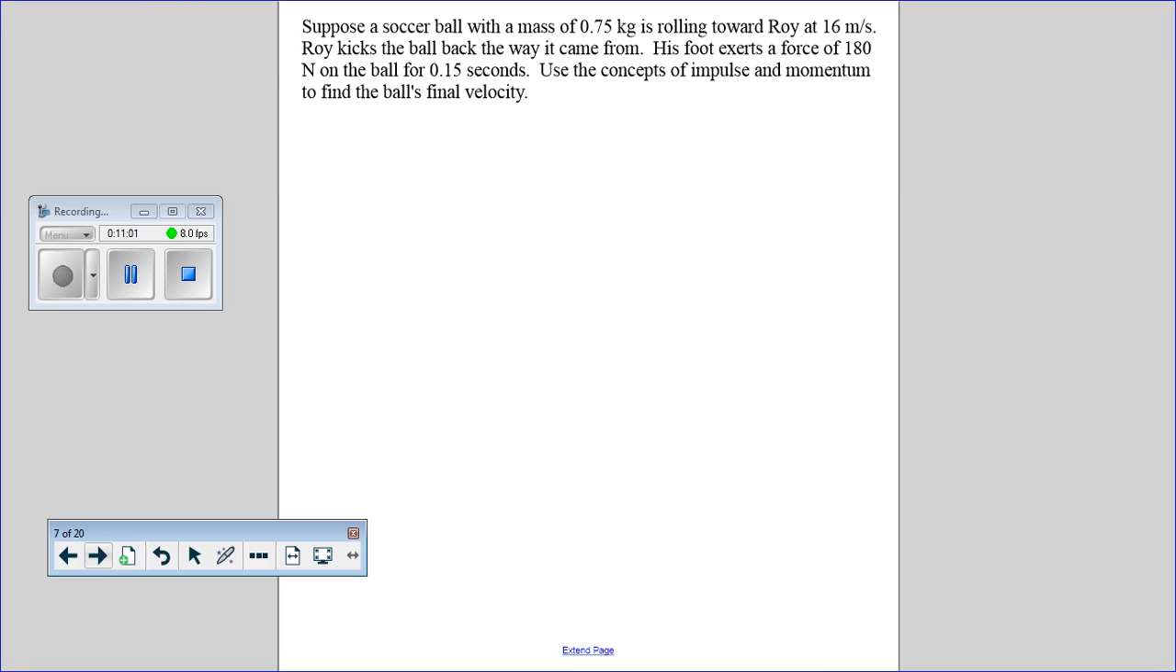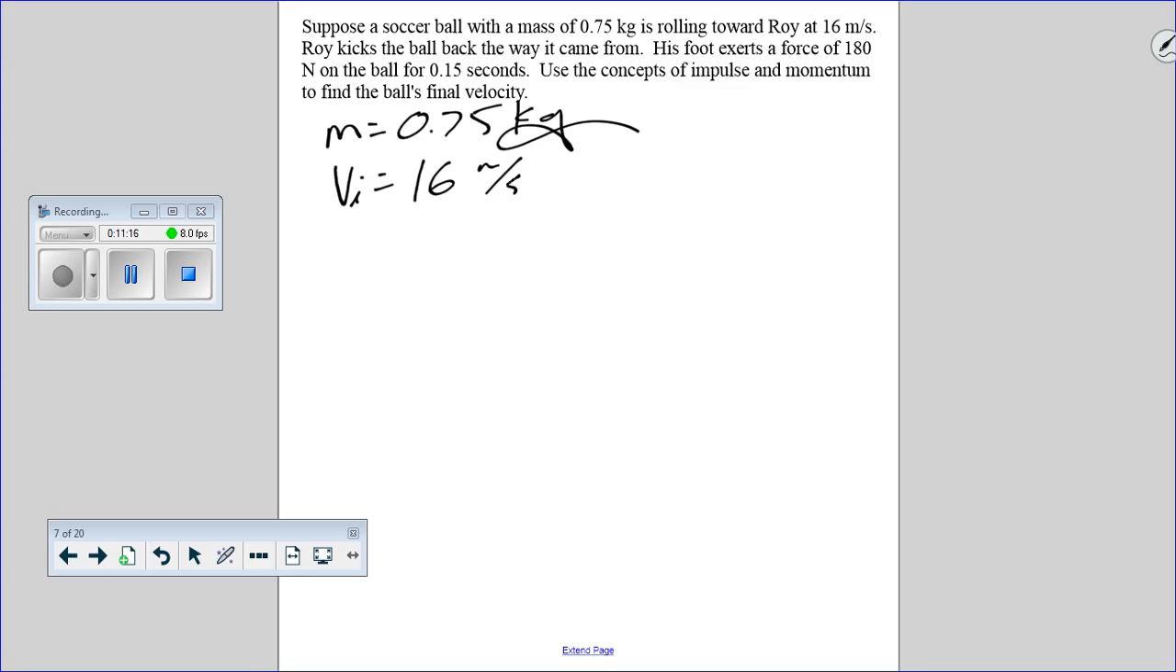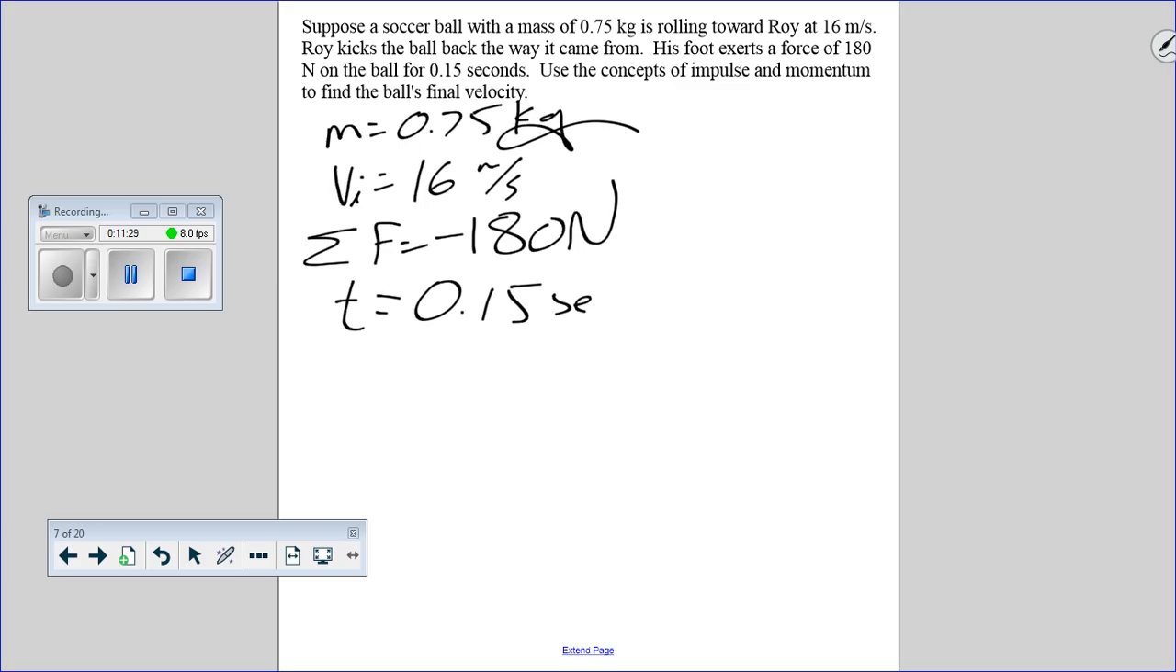So in this problem we just did, here's what we know about the soccer ball. The mass of the soccer ball is 0.75 kilograms. I'm not going to draw it again because we already made a drawing, but ordinarily if I was starting this from scratch, I would draw it. The initial velocity of the soccer ball is 16 meters a second. The force on it from Roy is really the only force, so our net force is negative 180 newtons. That net force acts on it for 0.15 seconds, and we're looking for our Vf, right?